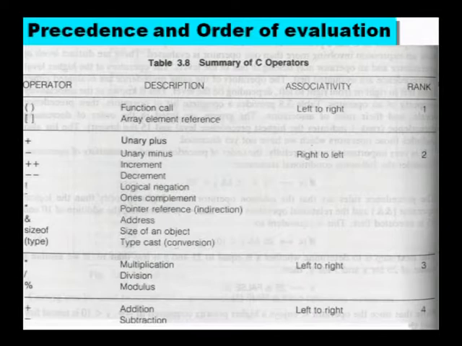The first operator is parenthesis, which has the highest priority. The parentheses represent a function call or any expression within the parentheses that has to be evaluated, so that has the highest rank. Next, square brackets represent array element reference, and that is evaluated from left to right.